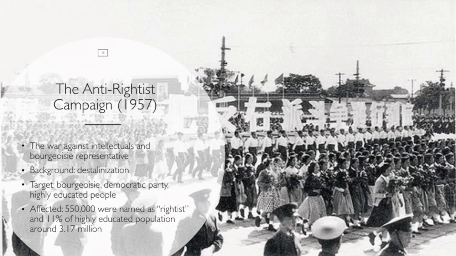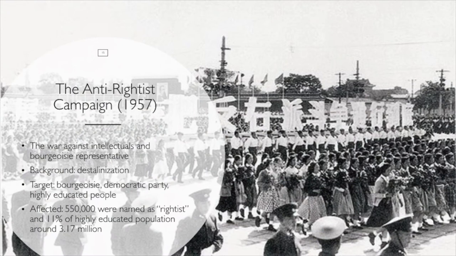Anyway, this campaign happened just before the People's Commune, the Great Leap Forward. Part of the reason was political. Mao tried to find out those people who disagreed with collectivization, and when you spot them, you launch a campaign against those they call the bourgeois, or people from the Democratic Parties or highly educated people who refused collectivization. So 550,000 people were named as rightists. And 11% of the people who received higher education, the figure is around 3 million people.